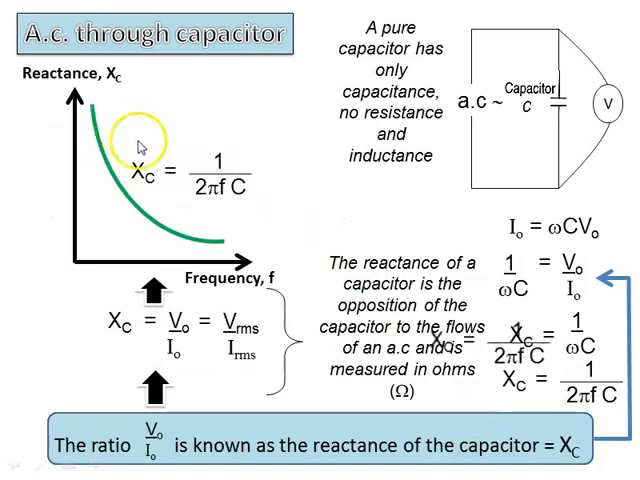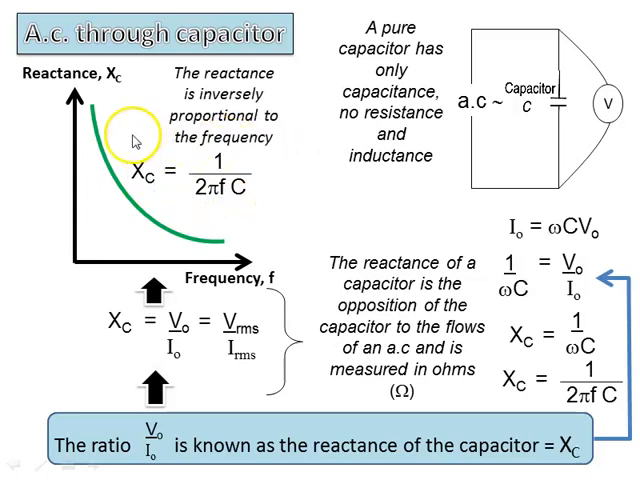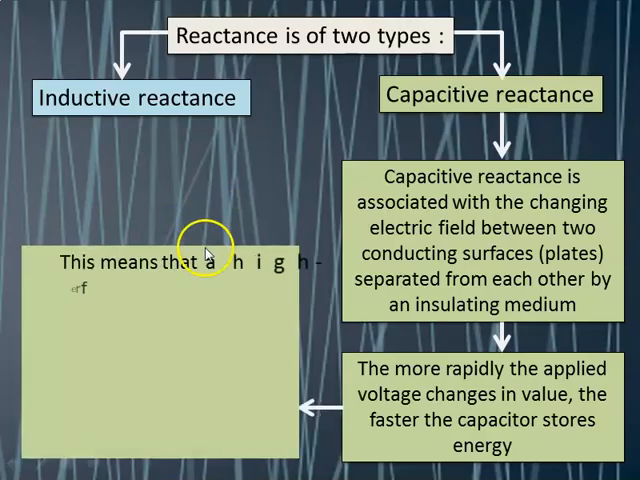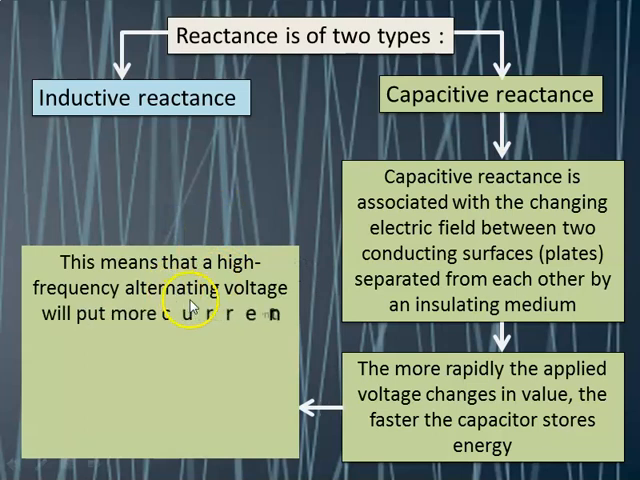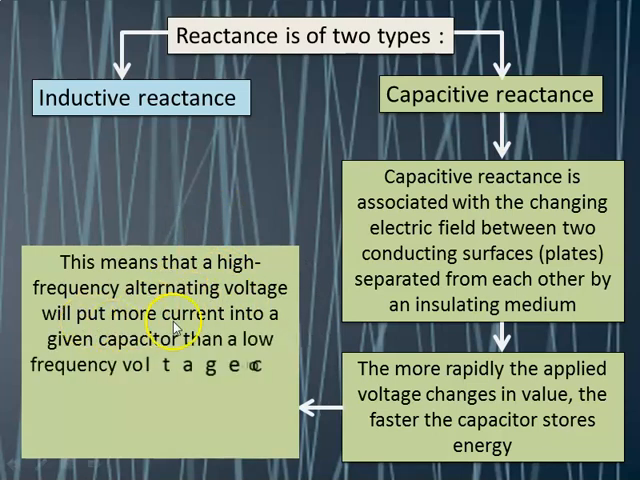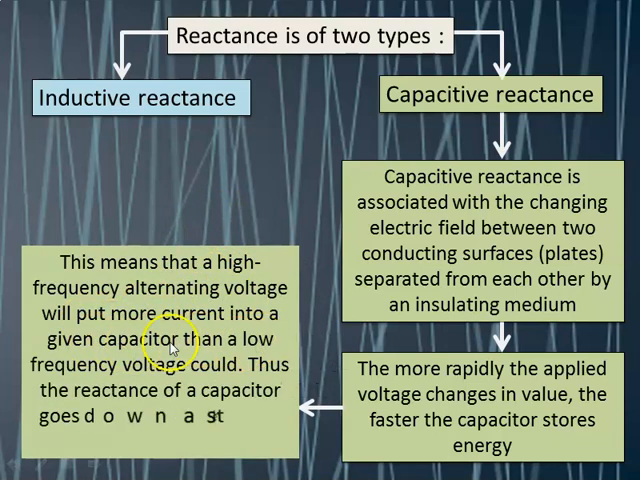If we plot the graph of reactance against frequency from the equation, reactance of the capacitor equals 1 per 2 pi fC, so Xc is inversely proportional to the frequency, therefore the graph has a hyperbolic shape. This means that a high frequency alternating voltage will put more current into a given capacitor than a low frequency voltage could. Thus, the reactance of the capacitor goes down as the frequency increases.